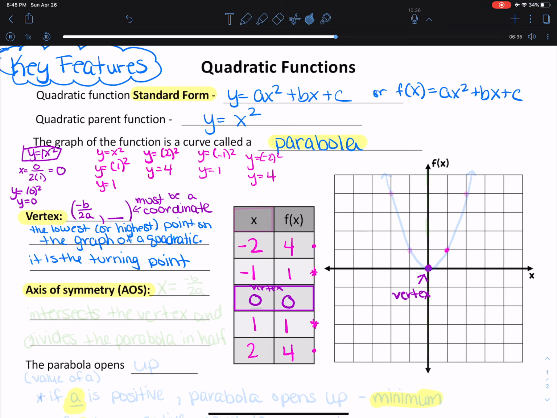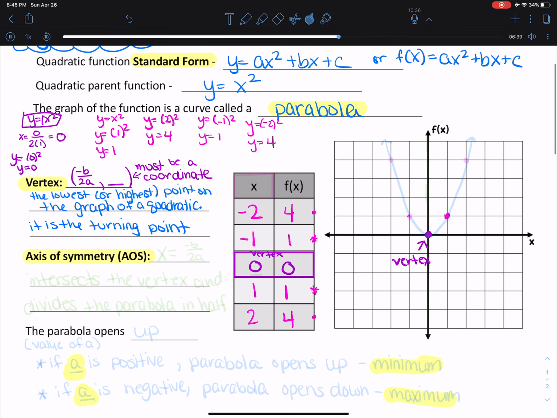So my x is 1, my y is positive 1. When my x is negative 1, my y is positive 1. Then when my x is 2, my y is 4. And when my x is negative 2, my y is positive 4 again. So we should get our points that look kind of like they're in a V.